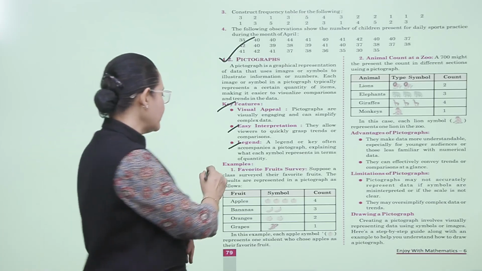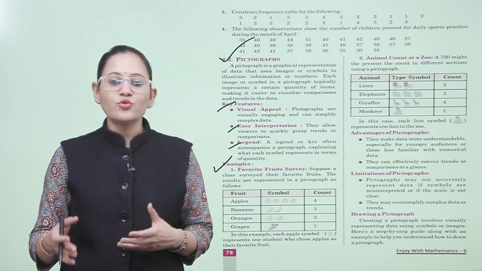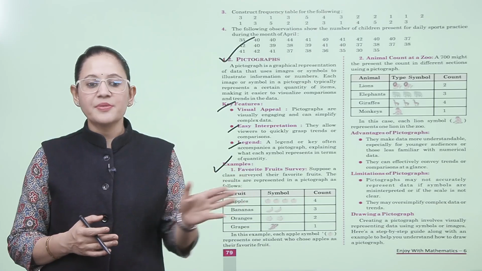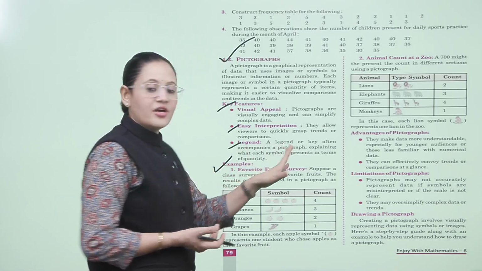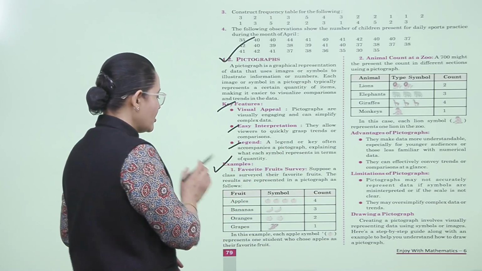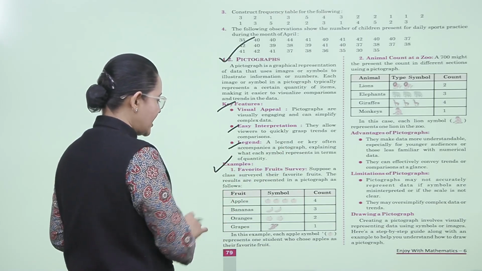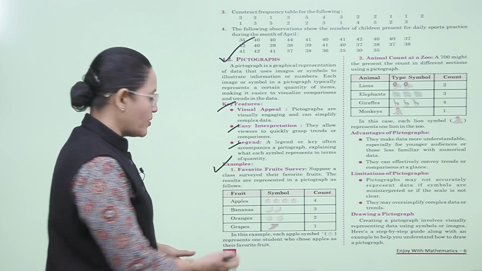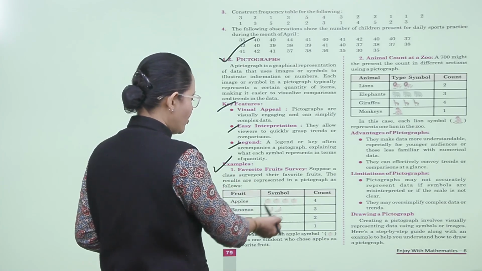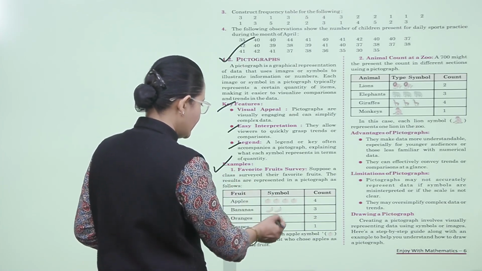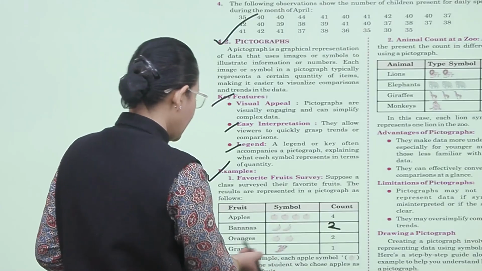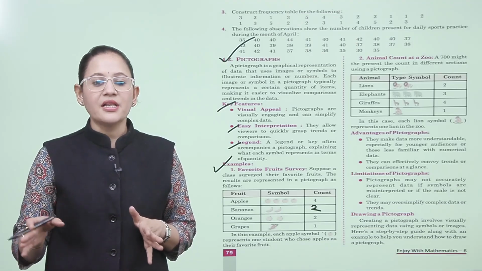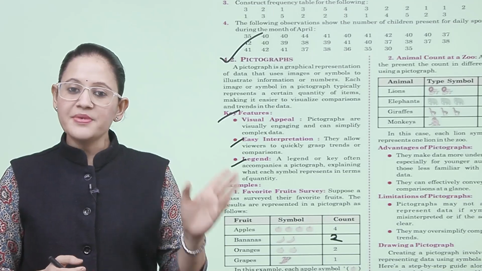Now we'll take an example here. Favorite food survey. Suppose the class surveys their favorite food. The results are represented in the pictograph as follows. So the survey is done for favorite fruit in class. The fruits they like are apples, bananas, oranges and grapes. And here we have represented the given data in the form of pictures: apples 4 count, bananas 3, oranges 2, grapes 1. So in this example each apple symbol represents one student. So one picture for one student.